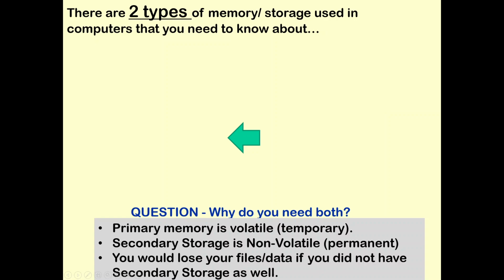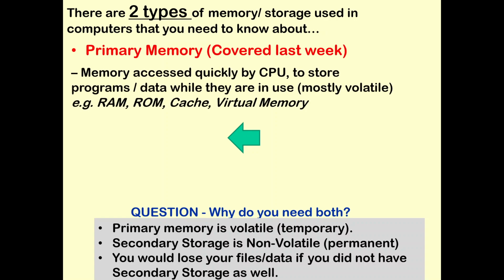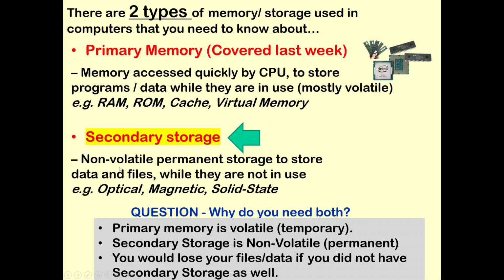So remember from last week we talked about there are 2 types of memory and storage that you need to know about. There is primary memory, which we covered last week, things like RAM, ROM, cache, virtual memory, which is memory accessed quickly by the CPU, and it stores programs and data while they are in use, and they're mostly volatile. Today we're looking at secondary storage. Secondary storage is non-volatile and it's permanent, and it stores your data and files when they are not in use, when they're not open, when they're not loaded, when the computer's not running. And the 3 types of secondary storage types are optical, magnetic, and solid state.